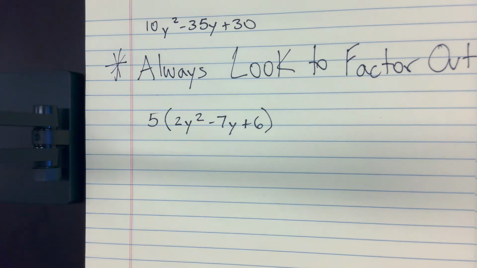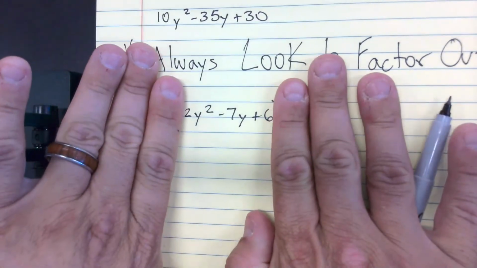Now the greatest thing, the reason why I always tell you to always look to factor out, is because as soon as you factor out something, you never touch it again. It just stays out there. It's part of the answer, but you never have to worry about it ever again. I never have to worry about that 5 until I write my answer. Now my problem is that.